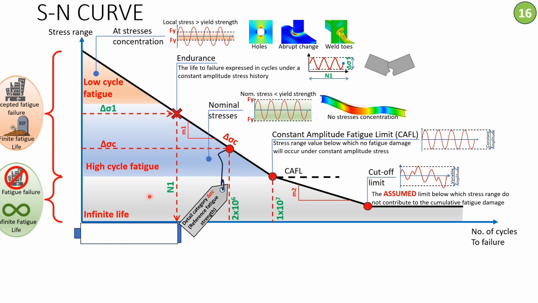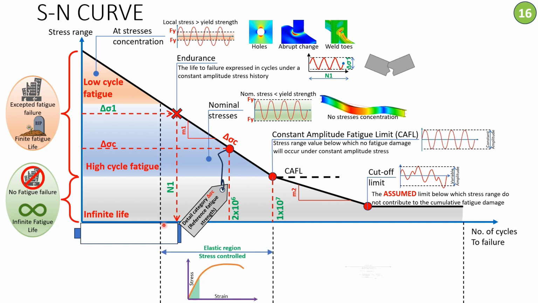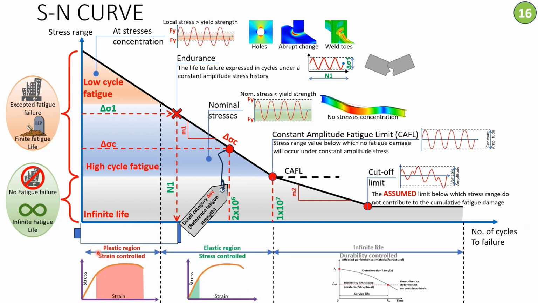Based on that, we have two types of fatigue life: the finite fatigue life, where a failure due to fatigue is expected, and the infinite fatigue life, where failure due to fatigue is not expected because of low fatigue stresses. As we have divided the S-N curve into three distinguished zones based on the stresses, we could do the same and divide the S-N curve into three distinguished zones based on the number of cycles, or based on the endurance. These zones begin with the plastic region.